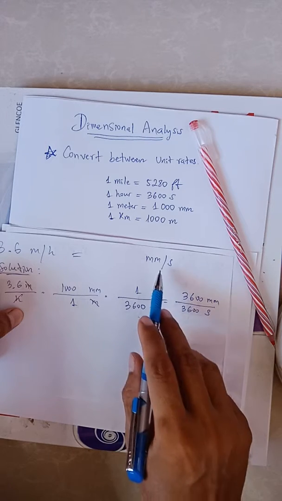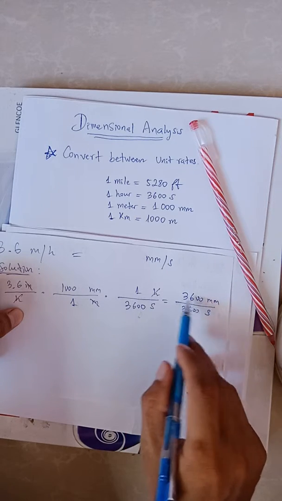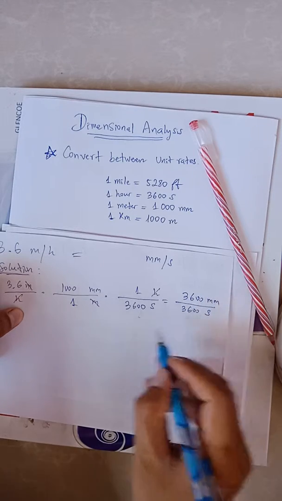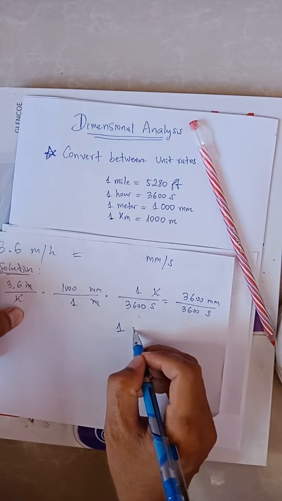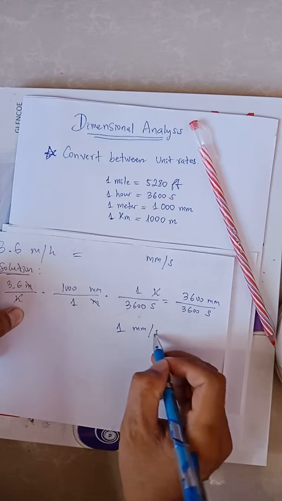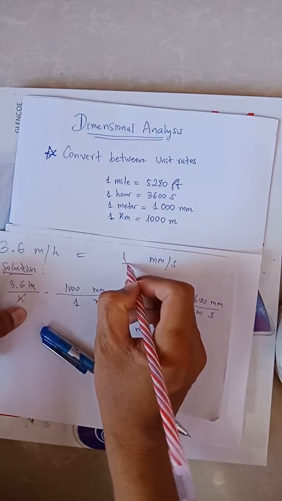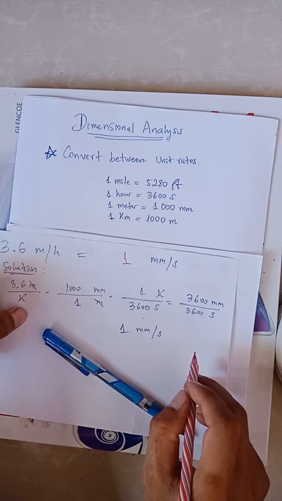We need millimeter per second, so we divide the number up here by the number of seconds down here. So when you divide, you will have 1 millimeter per second. So our answer is 1 millimeter per second.